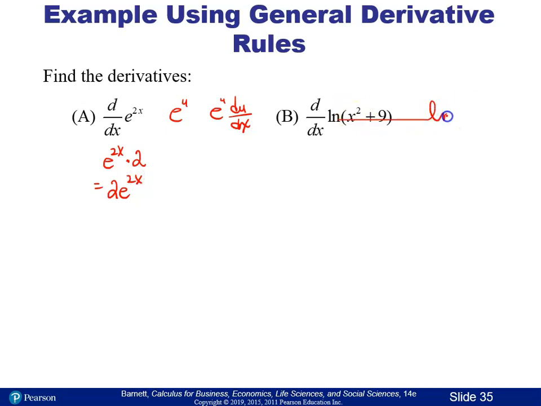This one would be the natural log of u. So that derivative would be 1 over u du dx. So it'll be 1 over x squared plus 9 and then times 2x. So 2x over x squared plus 9.